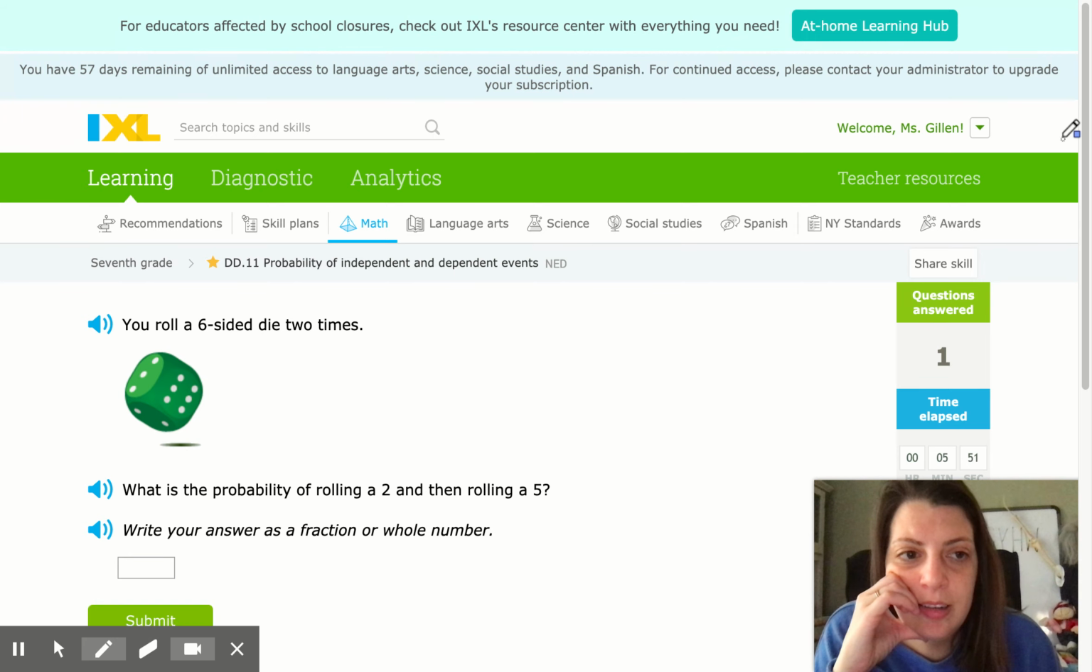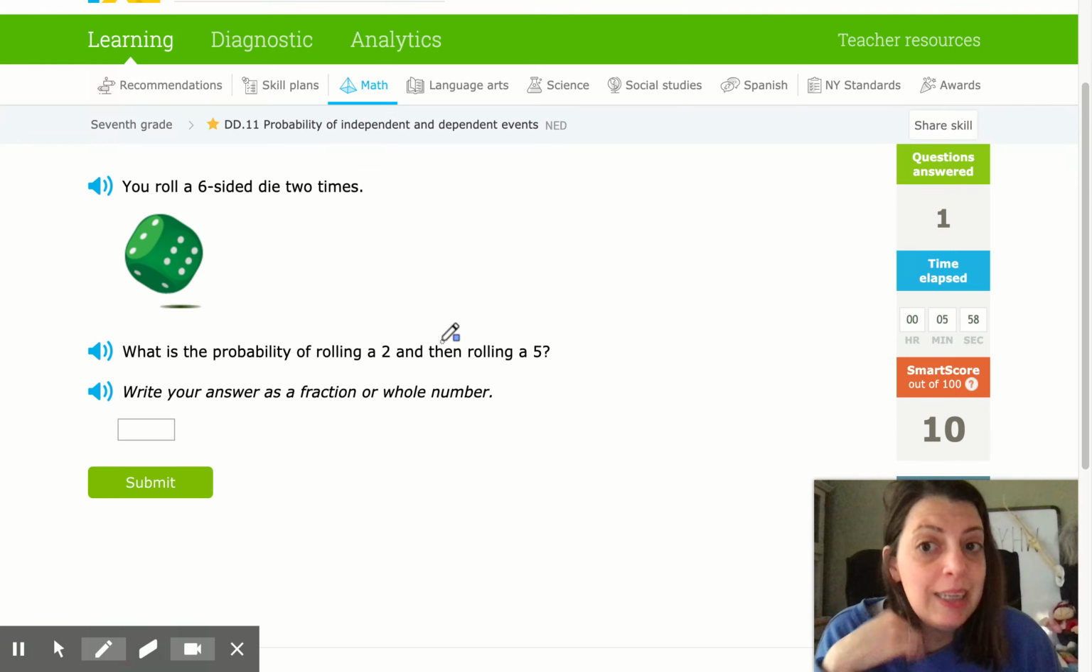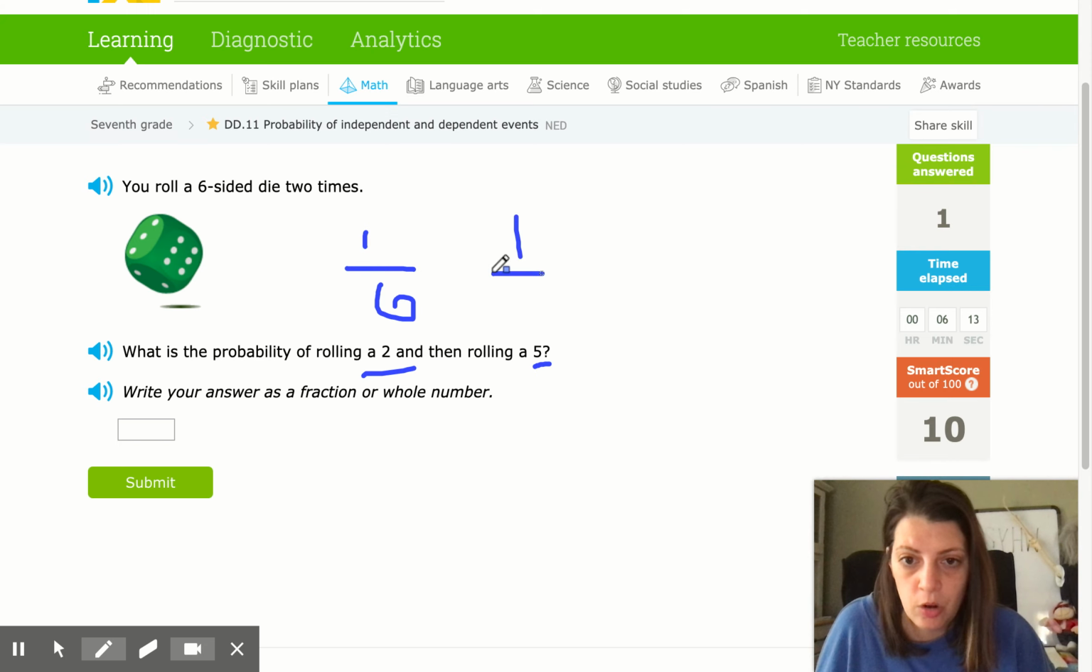You roll a 6-sided die 2 times. What is the probability of rolling a 2 and a 5? So this is going to be independent because nothing about the die is going to be different the second time you roll it. You can roll it a million times. The probability is always going to be the same. So rolling a 2 is 1 out of 6. Rolling a 5 on your second time is also going to be 1 out of 6. Multiply it together, and I get 1 out of 36.